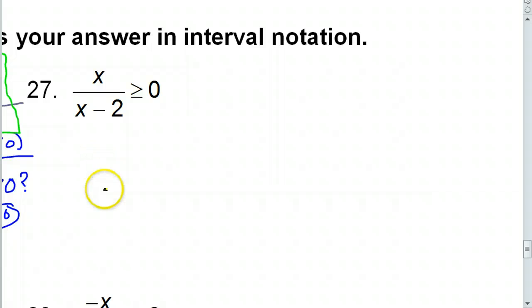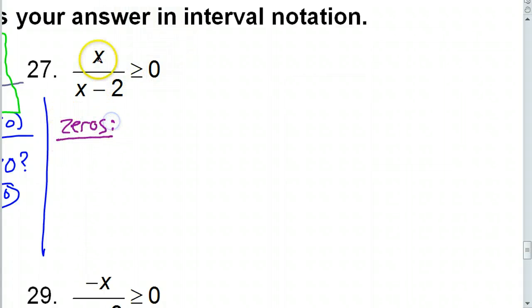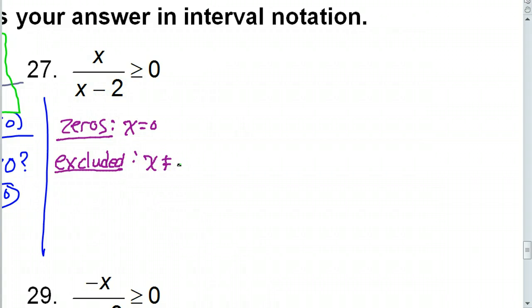All right, number 27 is a little bit extra easy because everything's already on one side. So we can actually go ahead and start talking about the critical values. Let's talk about the zeros, which come from the numerator, which in this case is just x equals 0. And let's talk about the excluded values, which obviously, the excluded value is x cannot equal 2.